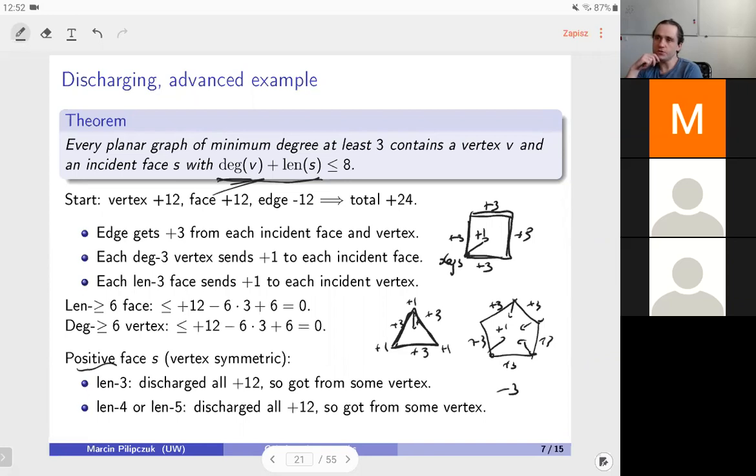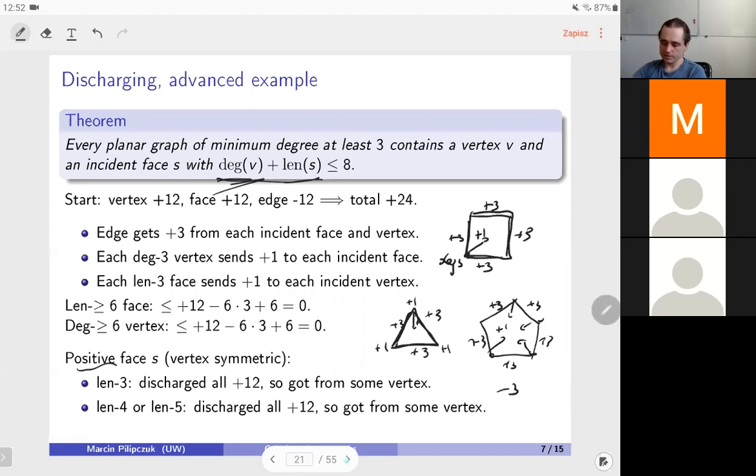Okay, but designing charging and discharging rules like this is quite a skill, and we'll look at it in the tutorials. There are a few examples in the tutorials, and hopefully there will be some example in the homework about finding good discharging rules. Please keep in mind this discharging technique will handle, as I'll say later, the four-color theorem.